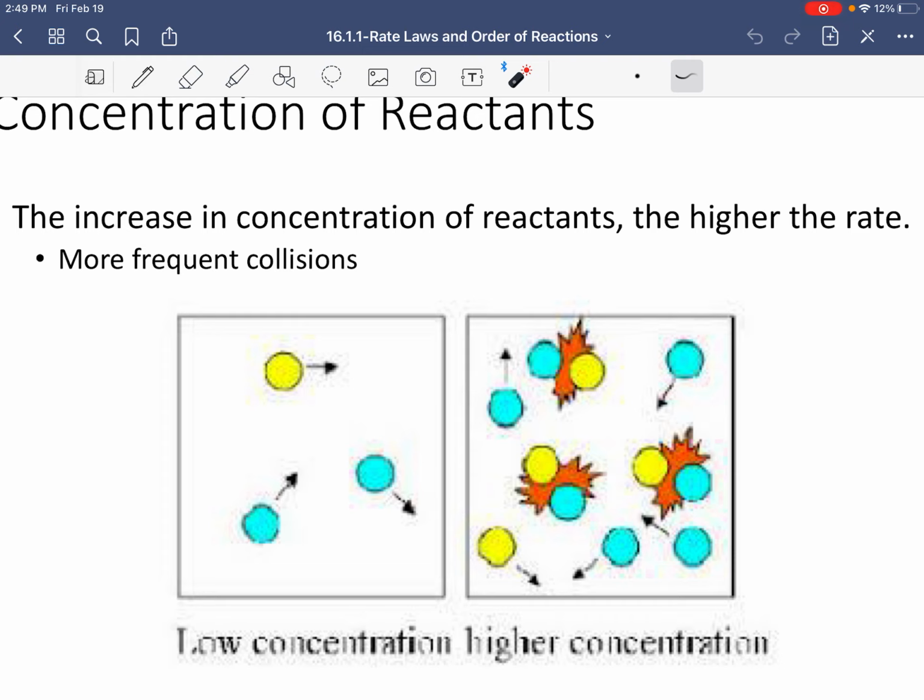Because the chances of this blue particle finding the yellow particle with the right force and the right orientation is a lot higher. Therefore, the rate here increases by a whole lot compared to this. That's something that we already know: as concentration increases, the rate increases, because of more frequent collisions.